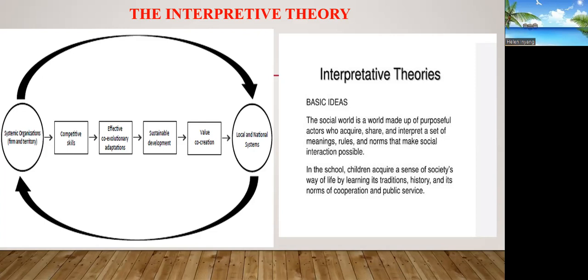Then interpretative theories. The basic idea behind it is that the social world is a world made up of purposeful actors who acquire, share, and interpret a set of meanings, rules, and norms that make social interaction possible. In school, children acquire a sense of society's way of life by learning its tradition, history, and its norms of cooperation and public service.